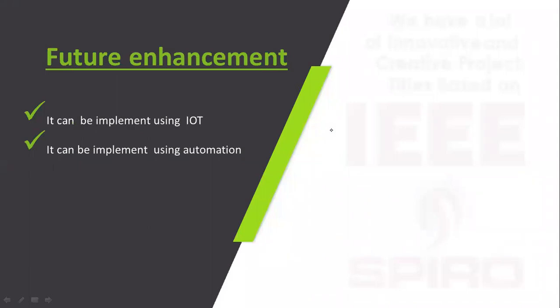Future enhancement: it can be implemented with IoT, by parking in particular places by car size and by allocating the tolls, and using automation. These are the future enhancements.